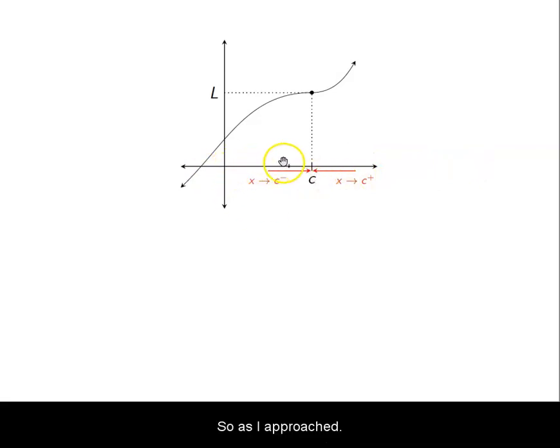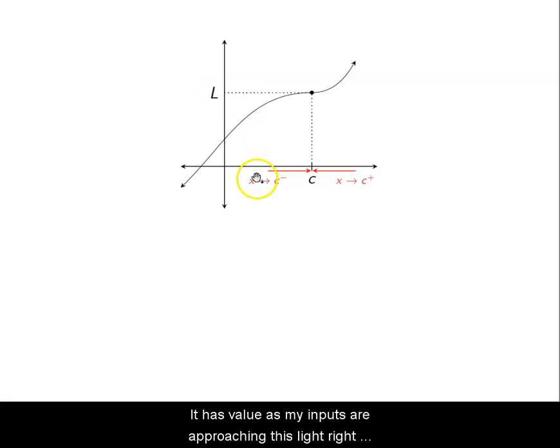So as I approach c, my output values are approaching this value of L, right? My outputs are getting closer and closer and closer to this value as my inputs are approaching this value, right?